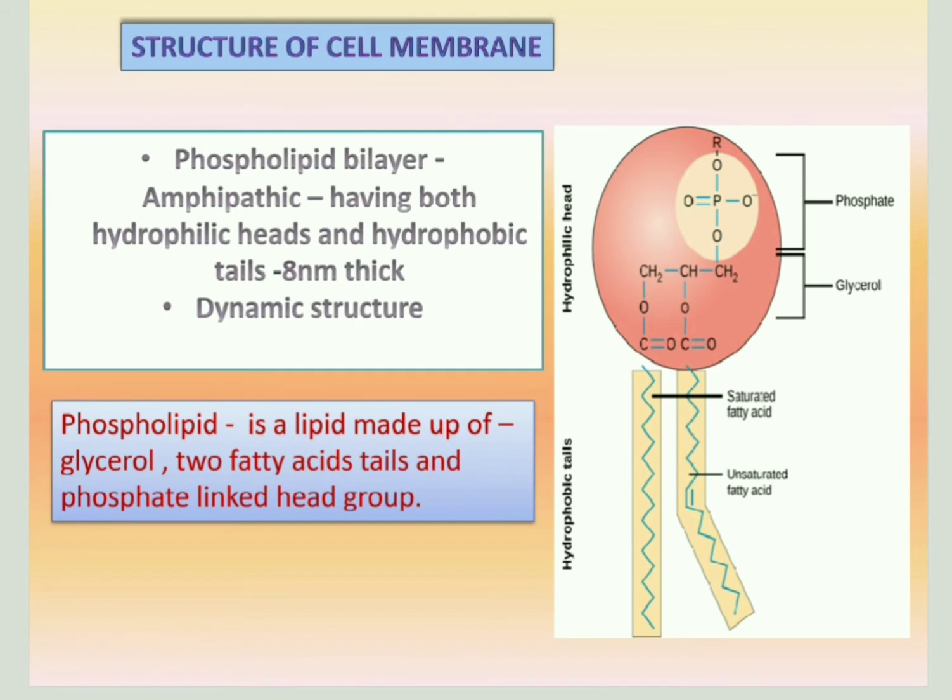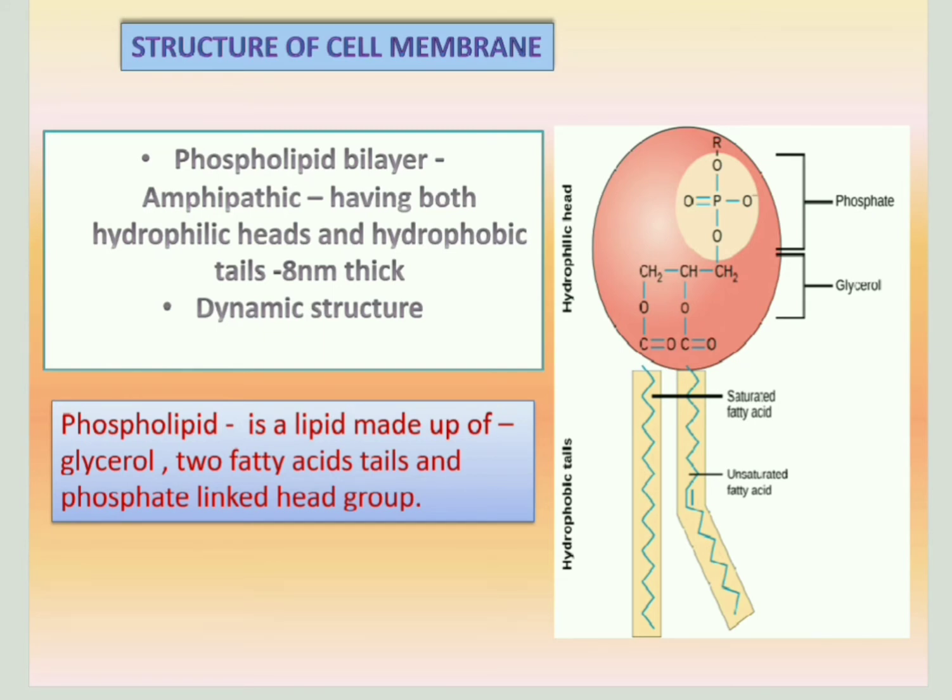Then the structure of the cell membrane, how the cell membrane looks, what it is made up of. It is a phospholipid bilayer. There are two layers of phospholipid and it is of amphipathic nature, meaning it has both a hydrophilic head and a hydrophobic tail. The tail is 8 nanometer thick. The hydrophilic head is the water loving portion, and hydrophobic means the water hating portion.